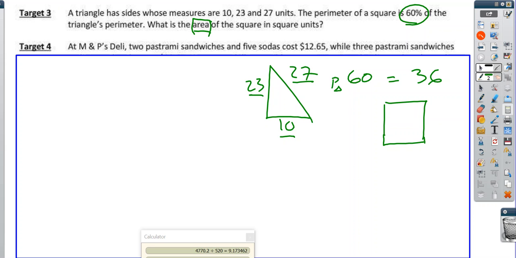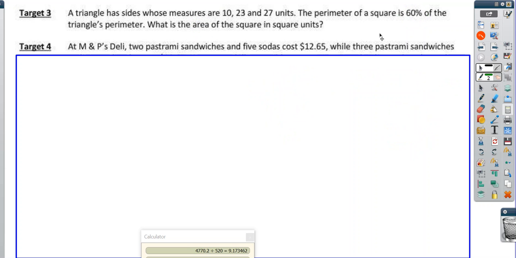So we have a square with a perimeter of 36. And a square has 4 sides, so divide this by 4, so each side is 9. So if each side is 9, then my area is 81. For number 3, yes, that was a pretty quick one.